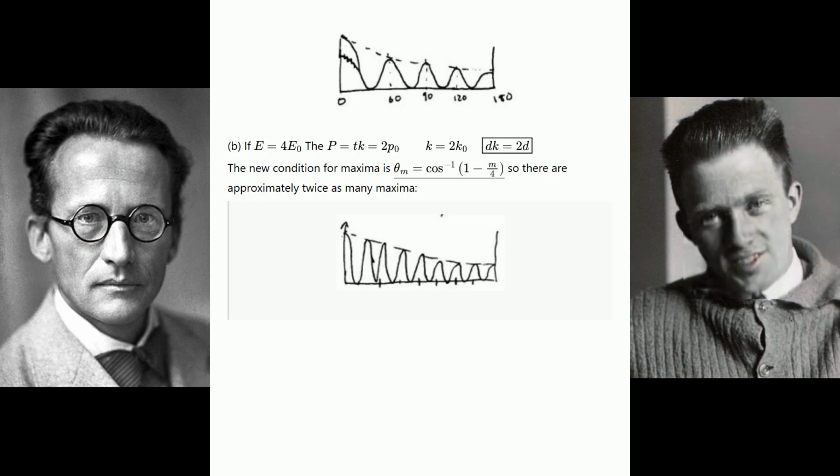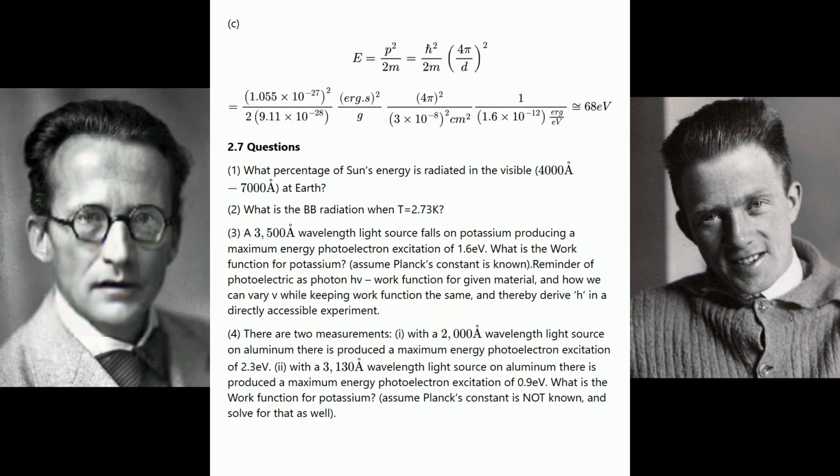B. If E equals 4 E sub 0, then p equals hbar k equals 2 p sub 0, so k equals 2 k sub 0, and kd equals 8 pi. The new condition for maxima is theta sub m equals the inverse cosine of 1 minus m over 4, so there are approximately twice as many maxima. C. See the equations.